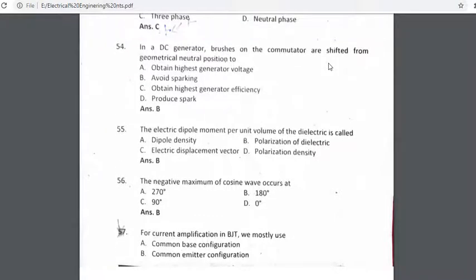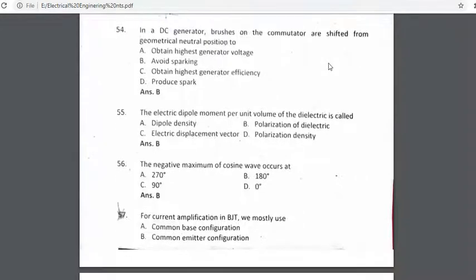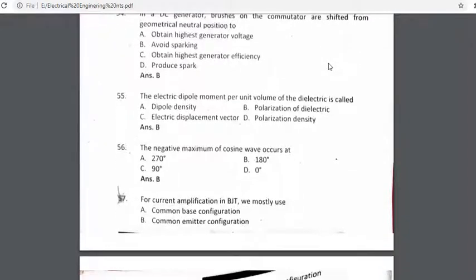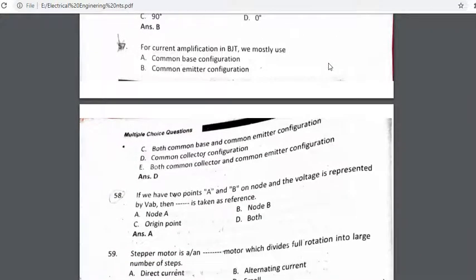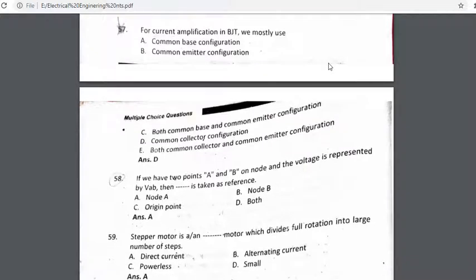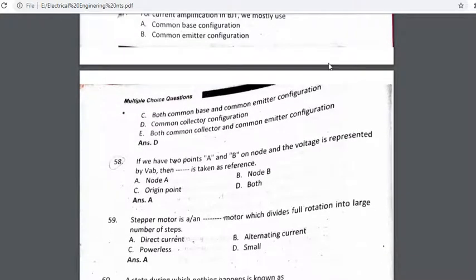In the 55th one, the electrical dipole moment per unit volume of a dielectric is called polarization of the dielectric. The negative maximum cosine will be at 180 degrees. For current amplification in BJT, we mostly use what? Both common collector and common emitter configuration.